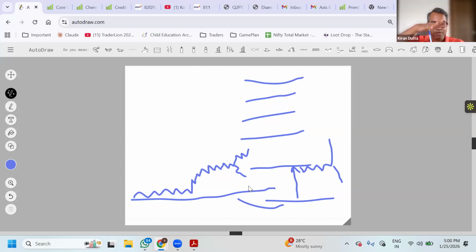Okay, so ikkada idi support and then ikkadiki ellindi, this is the resistance anamata. Understood until here? Now resistance, are the resistance and support lines permanent?